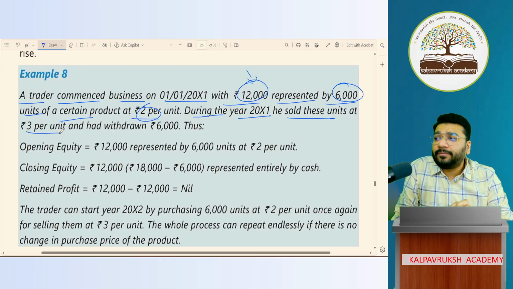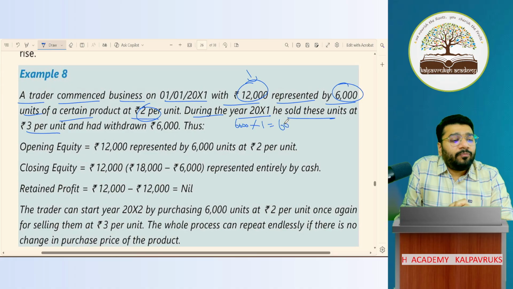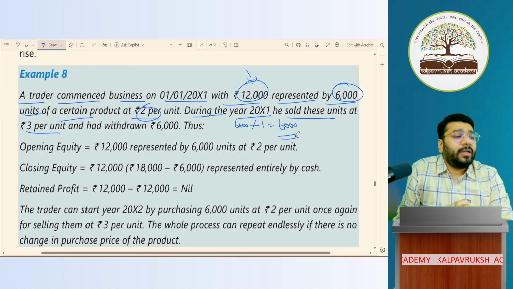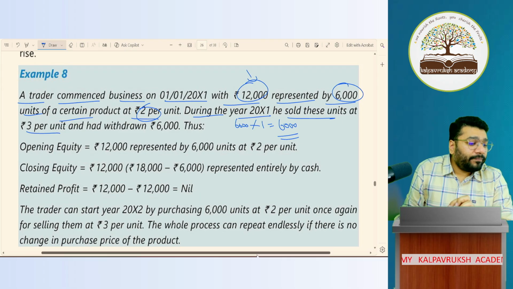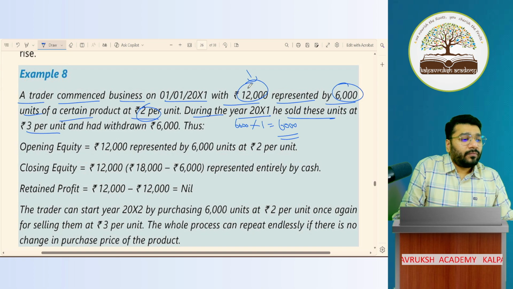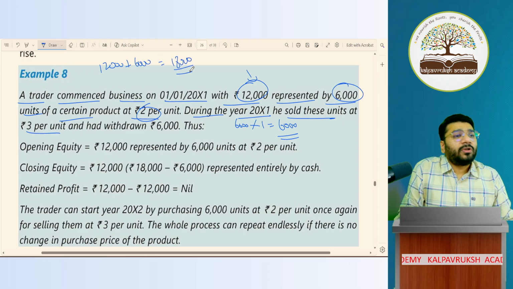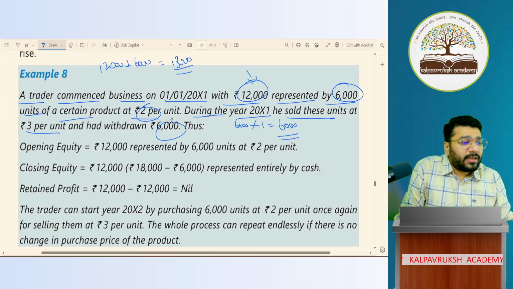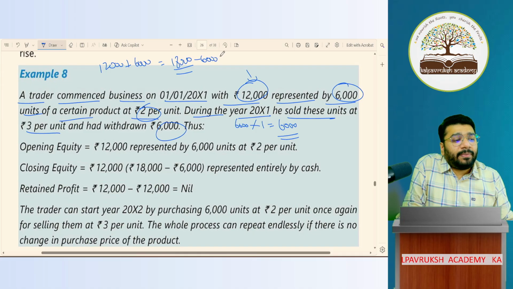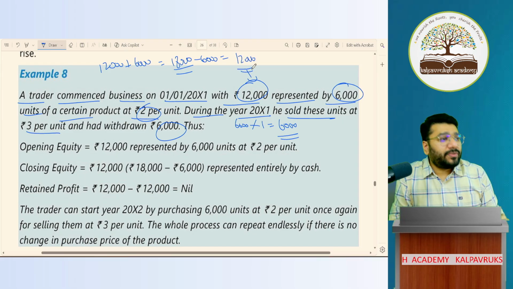What is profit per unit? 1 rupee. How many chocolates he's got? 6,000. So 6,000 is total profit. Got it, not got it? Now, what is the closing capital? Opening capital 12,000 plus profit 6,000 is equal to 18,000 closing capital. But from that he has withdrawn 6,000 rupees. So minus 6,000 drawings, 12,000 is the actual closing capital.